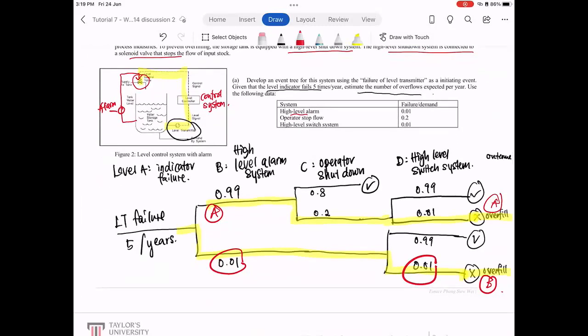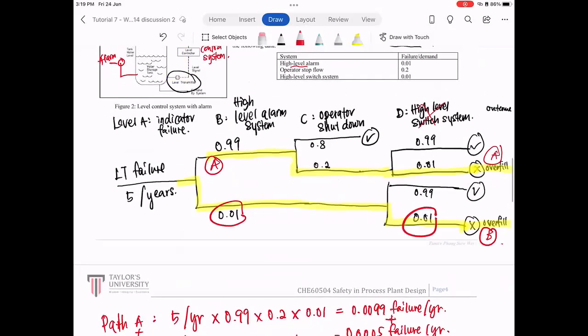Let's say the company decided, okay, the high level switch system is too expensive, I'll keep the alarm. So when the alarm rang, my operators will shut it down. So now all you have is only this system. We no longer have D here. Okay, this is an example to show you how we can defend our case to see, can we remove it or better not to remove it?